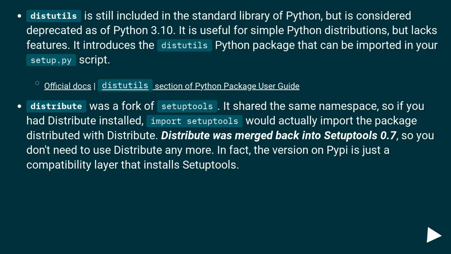distribute was a fork of setuptools. It shared the same namespace, so if you had distribute installed, import setuptools would actually import the package distributed with distribute. distribute was merged back into setuptools 0.7, so you don't need to use distribute anymore. In fact, the version on PyPI is just a compatibility layer that installs setuptools.